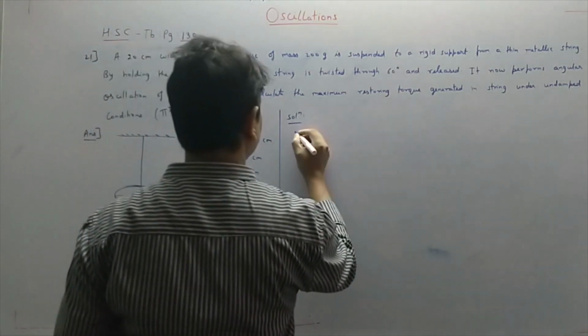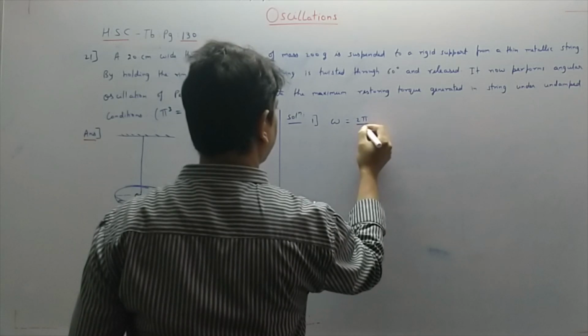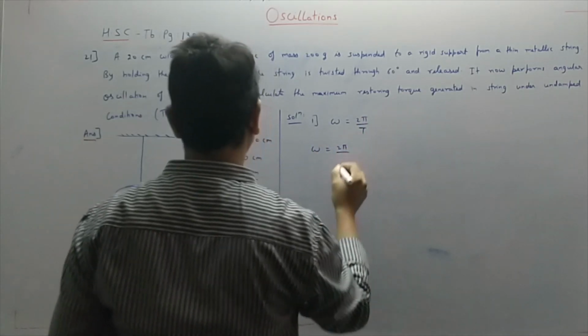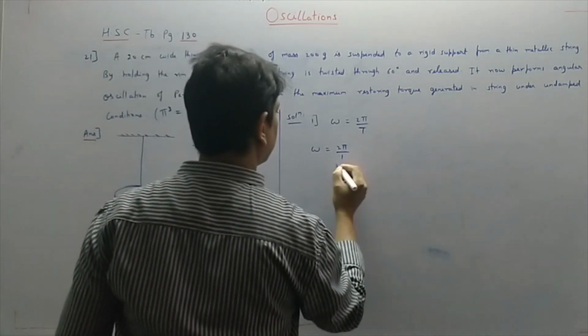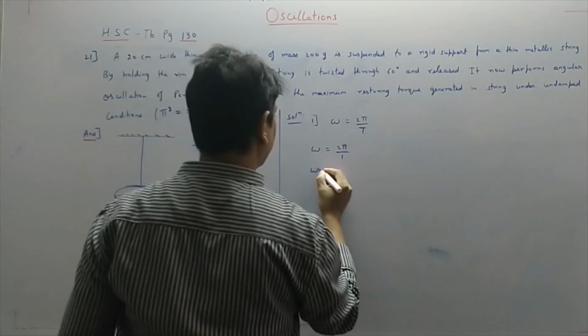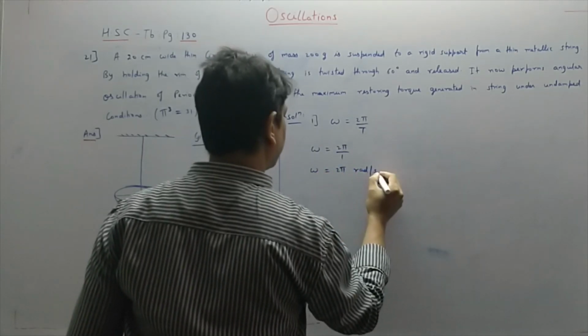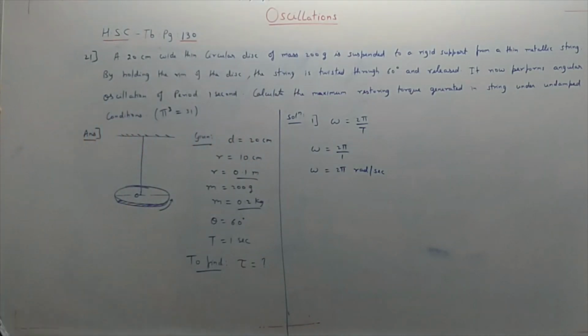We are having number 1. So what is omega? Omega is 2 pi by time period T. So it's 2 pi upon time period T, which is 1 second. So we are getting here omega is 2 pi radian per second. So we have to find torque. What is the torque acting on this?